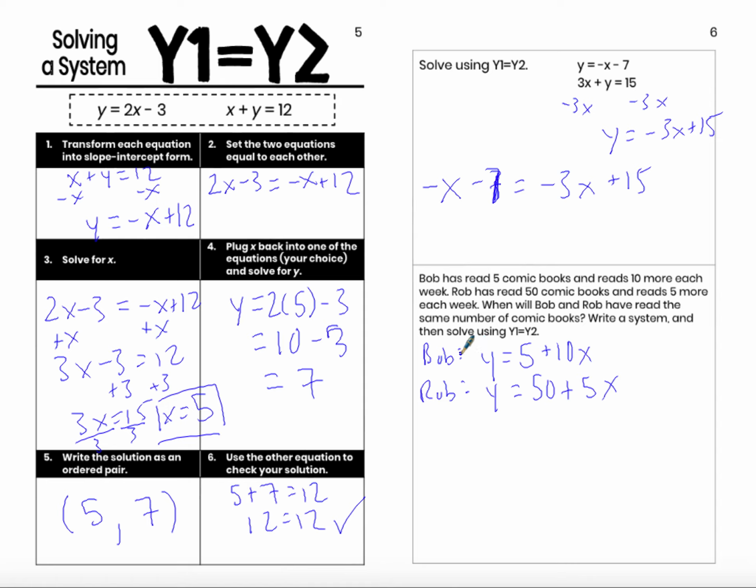So those two equations represent Bob and Rob, and then I'm asked when they will have read the same number of comic books. Great system to use y1 equals y2 since they're both in slope-intercept form. And I write this equation. Solve this equation for x. I remember that I get x equals 9, and then I'll plug that 9 back into one of the equations to figure out that at 9 weeks, both Bob and Rob will have read 95 comic books.